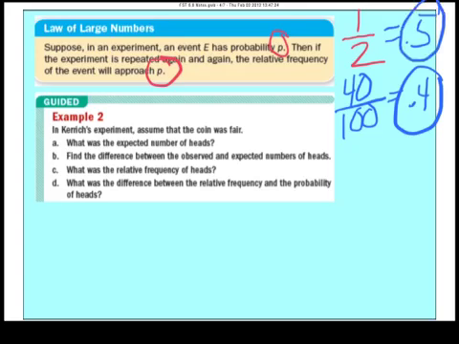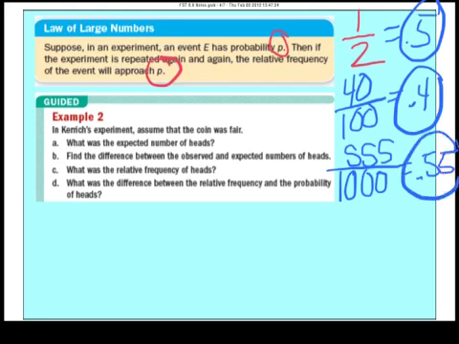Now, what if we did the experiment 1,000 times? If we toss the coin 1,000 times, what you should expect to happen is you're going to get closer to the 1/2. So maybe you got heads 555 times, so it'll be 0.55. What's going to happen is the more that you do the experiment, the closer the actual outcome, which is the relative frequency, will become to the theoretical probability. And let's just look at example 2 for this case.